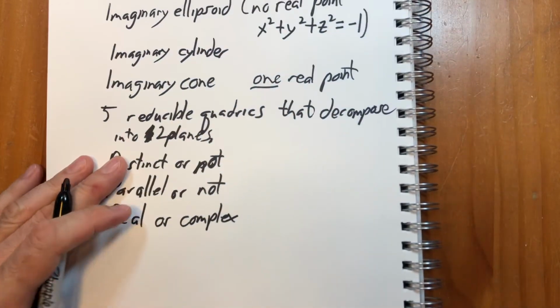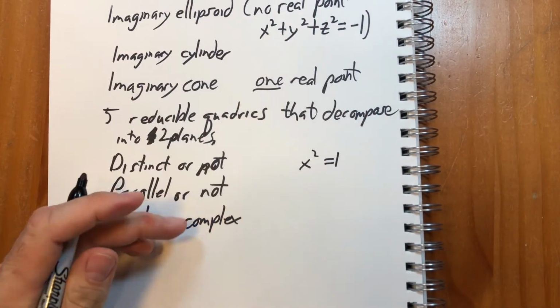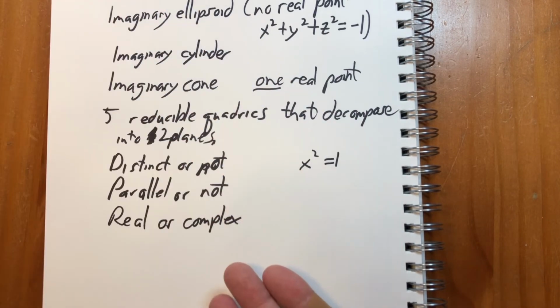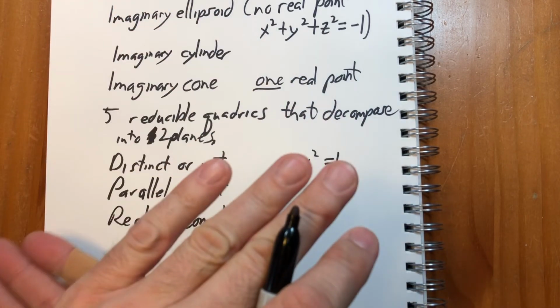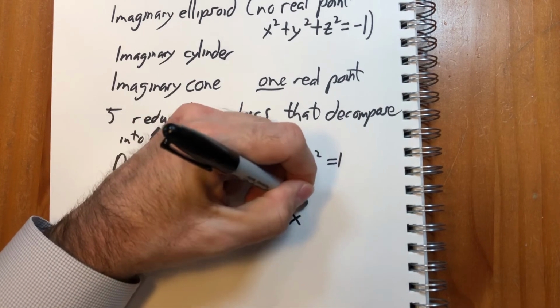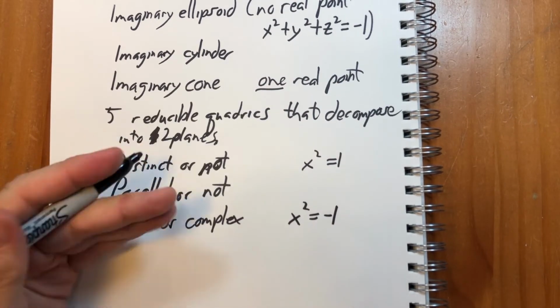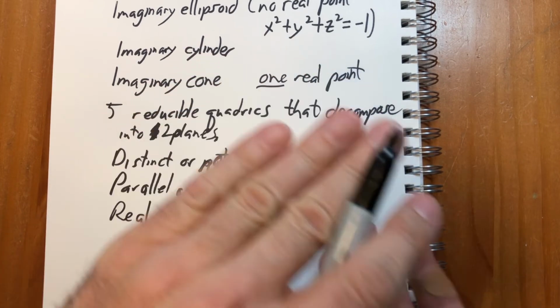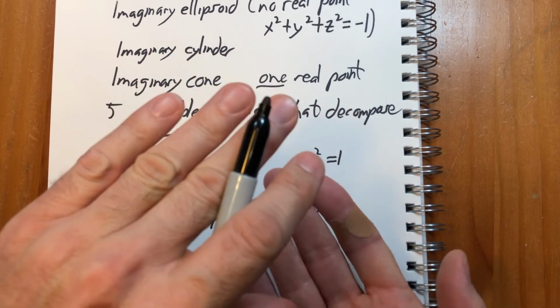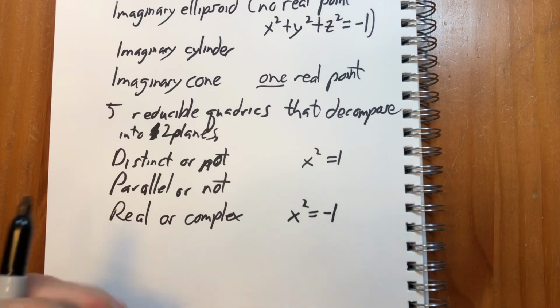So for instance, x squared equals 1 makes two planes, the one at x equals 1 and the one at x equals minus 1. But if we have x squared equals minus 1, then it's x equals i and x equals minus i. So they're still parallel planes, but they're complex conjugates. And then what we're left with is the 9 that we've gone over.